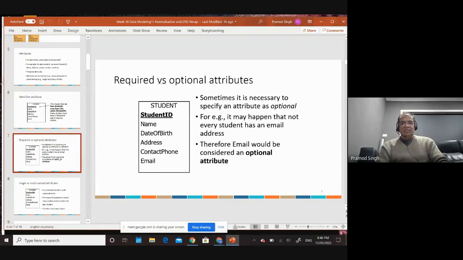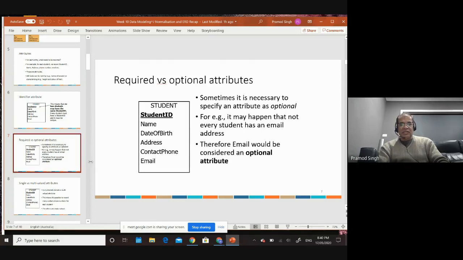The second concept regarding attributes is that there could be required attributes or optional attributes. Student ID is the identifier, and that's required, because for each student you need a unique identifier which can identify that student individually in the database. But for example, some students may have an email and some may not, so that becomes optional.